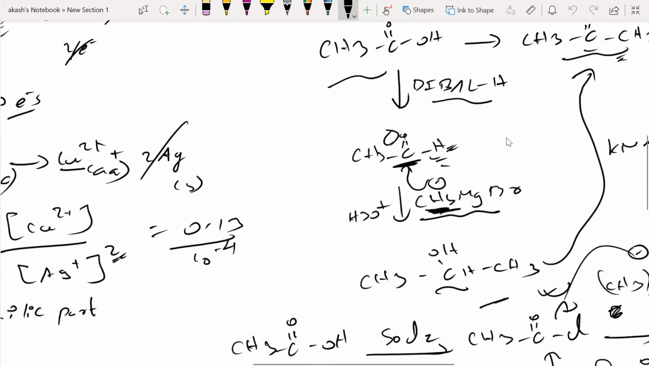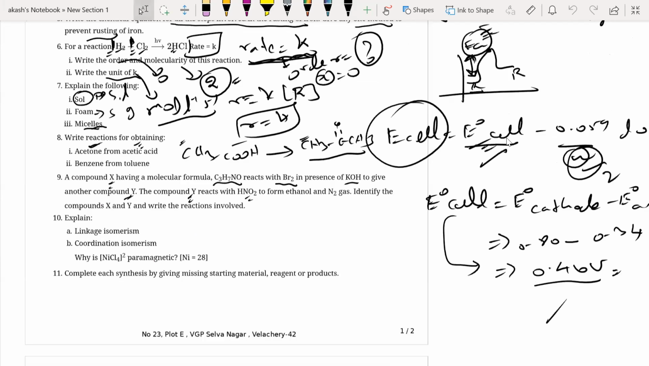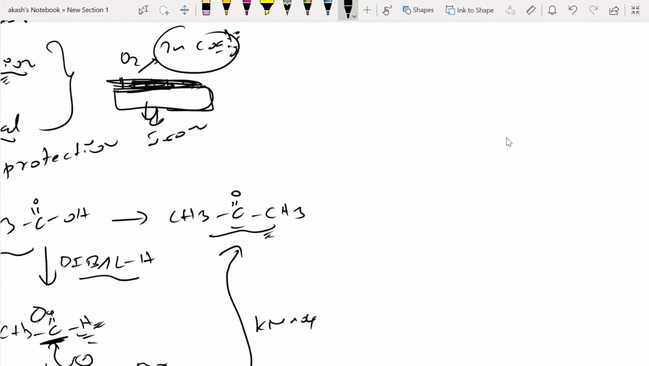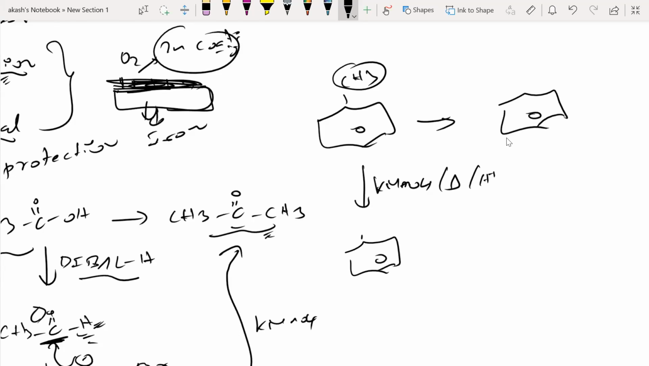Next, I have to get benzene from toluene. Okay, right, what I need to do is I have CH3, I want to convert this into benzene. Okay, we can do this, right? So when I go for KMnO4, this is your side chain oxidation. KMnO4 in the presence of heating, obviously H+, everything should be there. We know that this entire thing will get converted into COOH. Done. Then what you can do, go for decarboxylation.